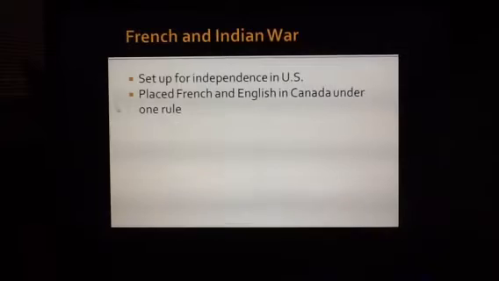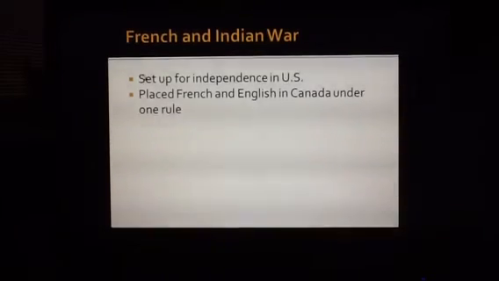In the 1760s, you have the French and Indian War. And the French and Indian War was not actually a war between the French and the Indians. It was a war between the French and the British for control of different colonies in Canada and the United States. And this did two very special things.